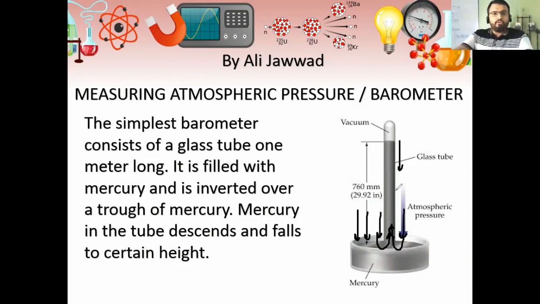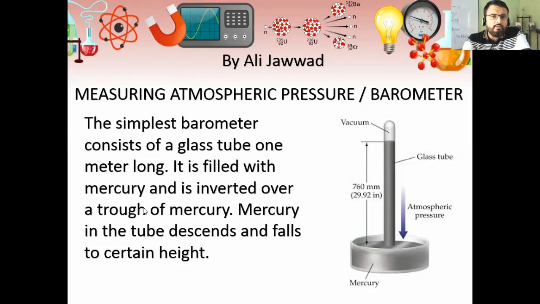But if you go to higher altitudes, let's say mountainous areas, the mountainous areas have lesser atmospheric pressure because there is a lesser amount of oxygen over there. So the force reduces, and when the force on the trough reduces, it is not enough to push the mercury in the tube and the level of mercury also falls. So as we go above sea level, the height of the mercury in the barometer decreases.